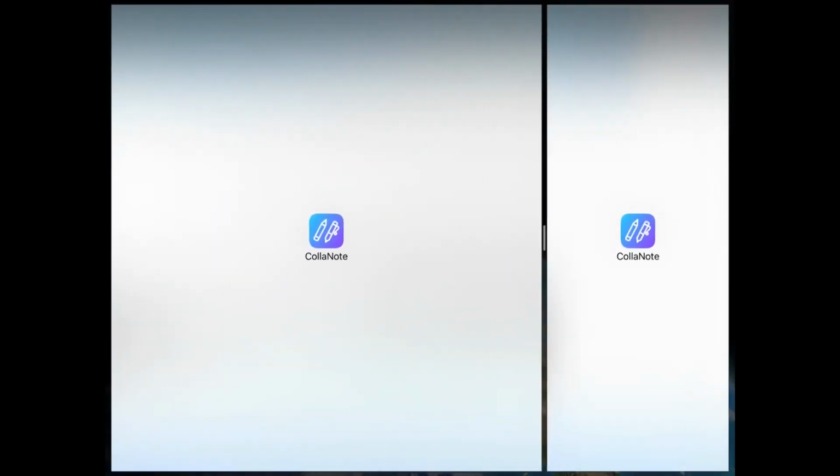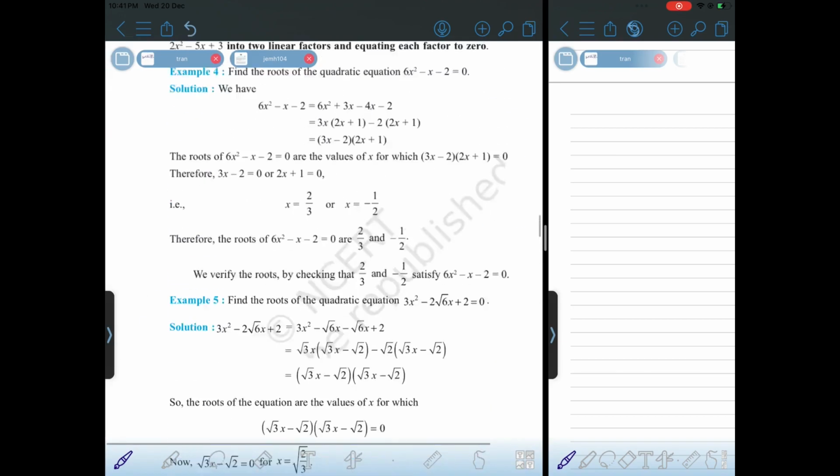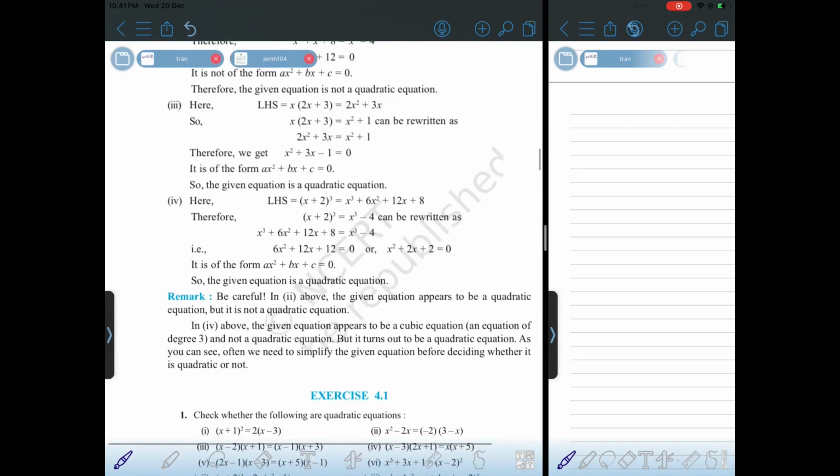Now the second question says: solve the problem given in example 1. Okay, so let's go back to example 1 and see what was given over there.